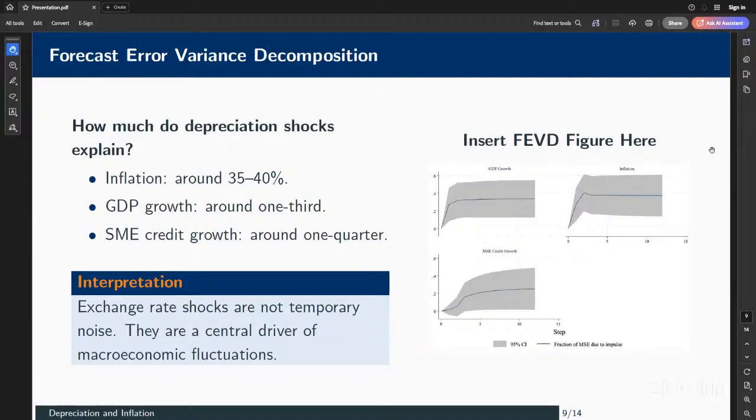The next question is, how important are depreciation shocks? The forecast error variance decomposition helps answer this particular question. It shows how much of the variation in each macroeconomic variable can be explained by depreciation shocks. The results suggest that depreciation shocks explain around 35 to 40% of inflation fluctuations. They explain around one third of GDP growth fluctuations. They also explain around one quarter of SME credit growth fluctuations. So exchange rate shocks are not just background noise. They appear to be a central source of macroeconomic volatility during this period.